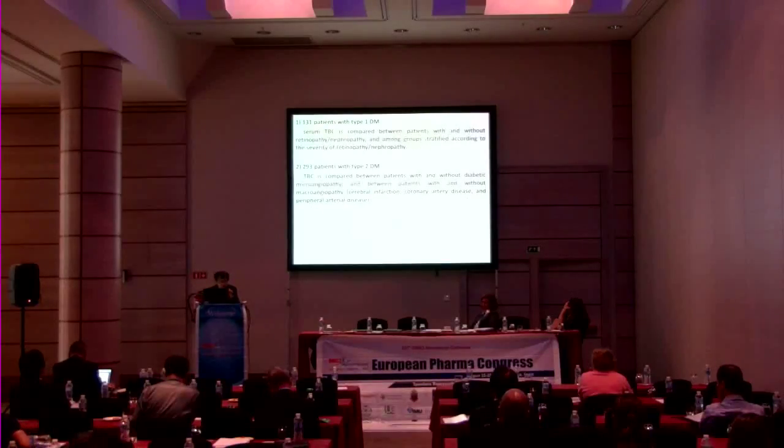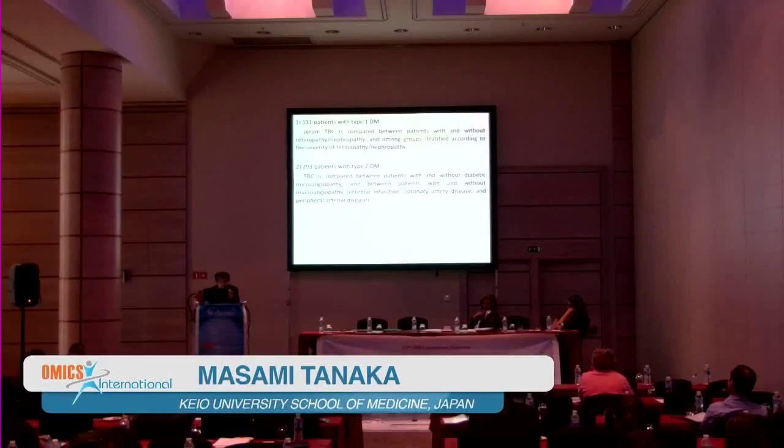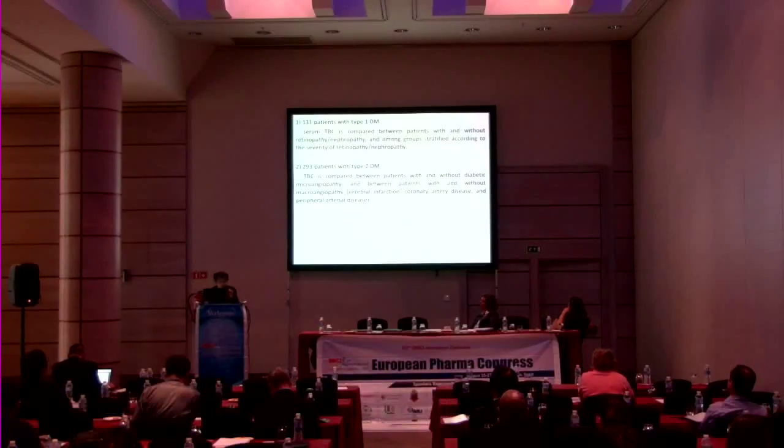This presentation consists of two studies. One is about type 1 diabetes and another is about type 2 diabetes. In 131 type 1 diabetes patients, serum total bilirubin concentration is compared between patients with and without retinopathy or nephropathy, and among groups stratified according to the severity of retinopathy or nephropathy. In 293 type 2 diabetic patients, total bilirubin concentration is compared between patients with and without diabetic microangiopathy, that were nephropathy, retinopathy, neuropathy.